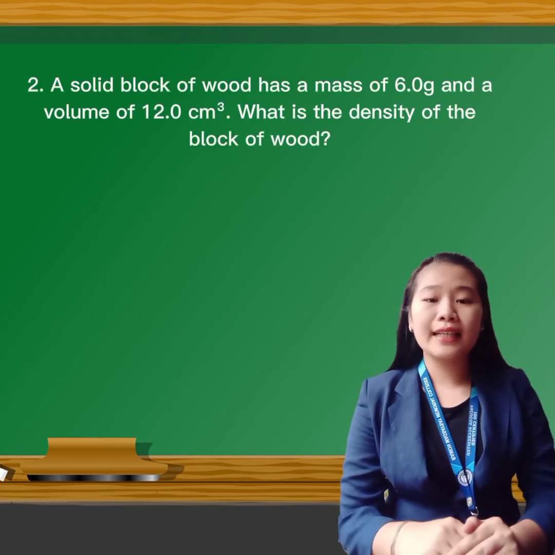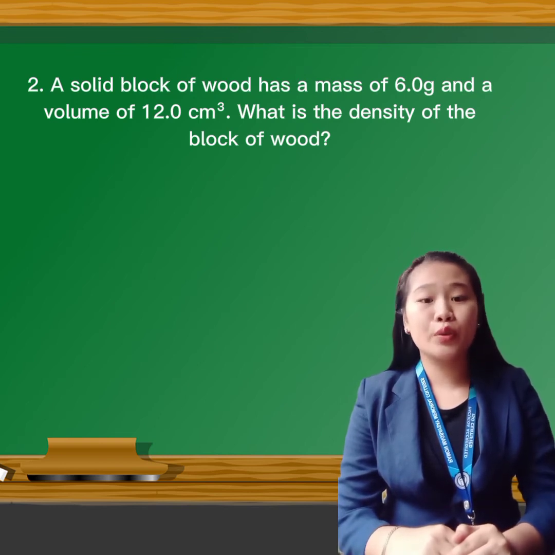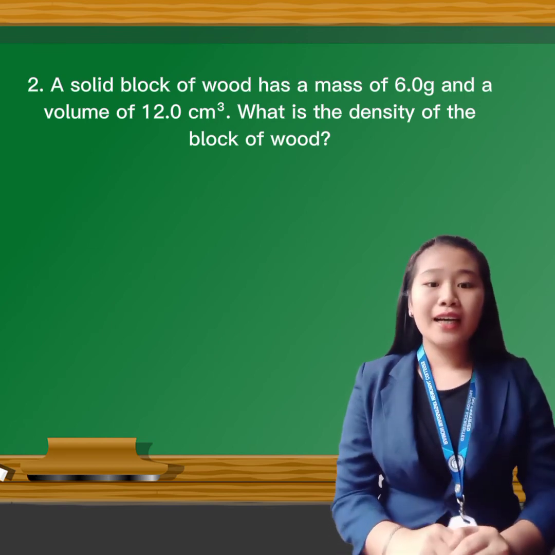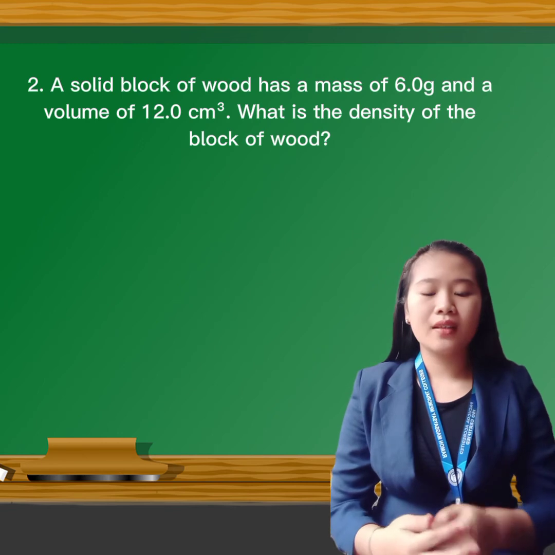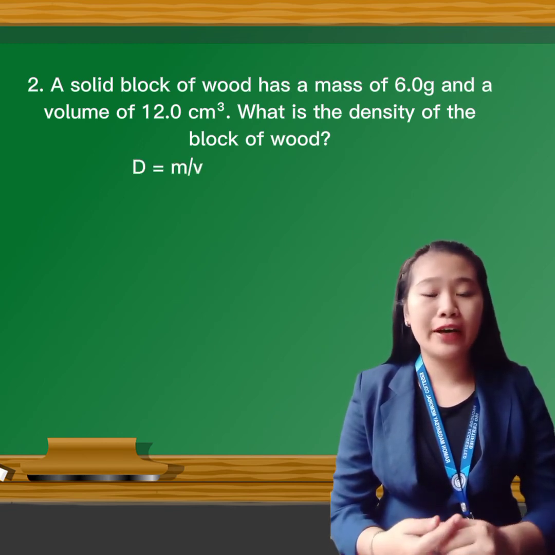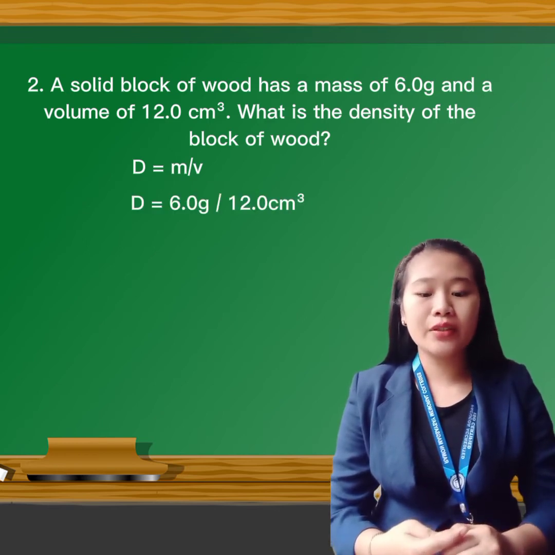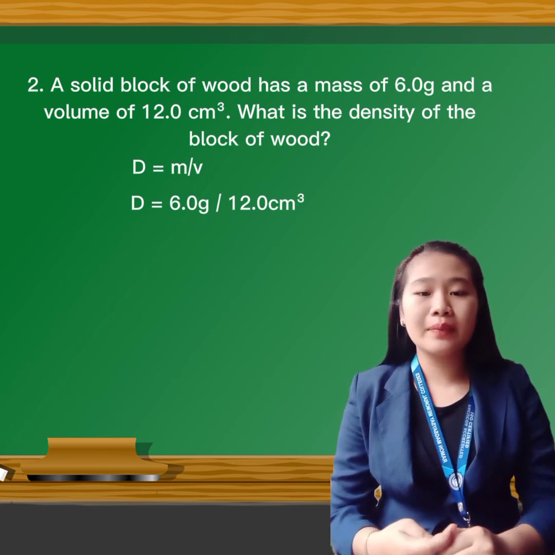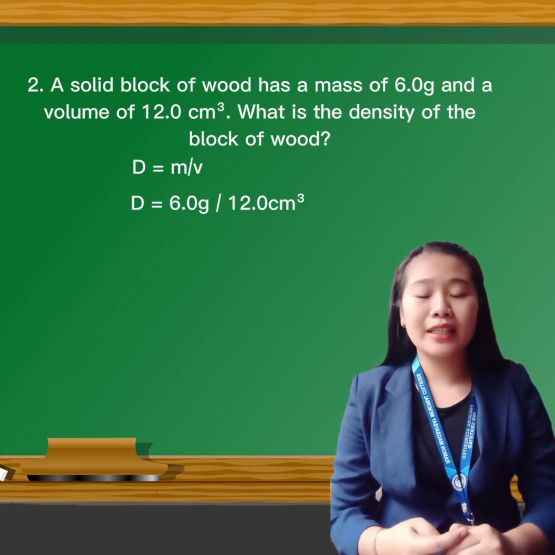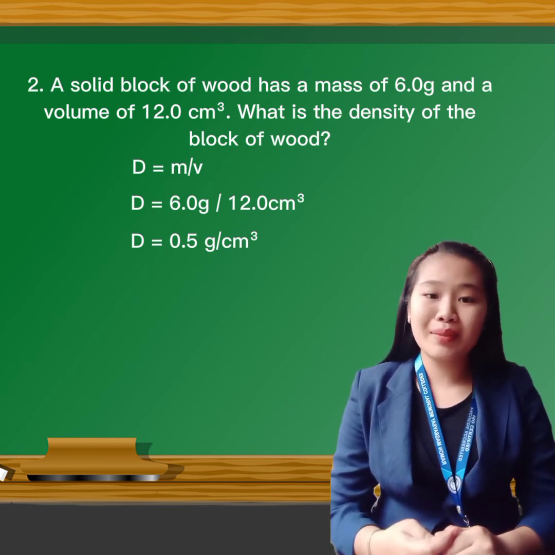Number 2. A solid block of wood has a mass of 6.0 grams and a volume of 12.0 cubic centimeters. What is the density of the block of wood? So here is the formula. Density equals mass divided by volume. So density equals 6.0 grams divided by 12.0 cubic centimeters, which equals 0.5 grams per cubic centimeter.